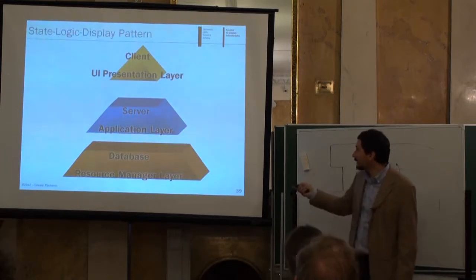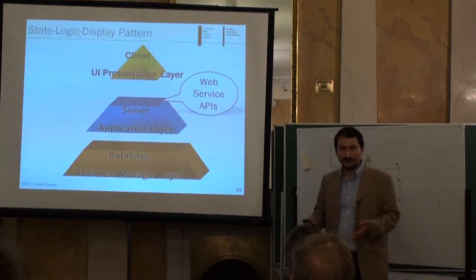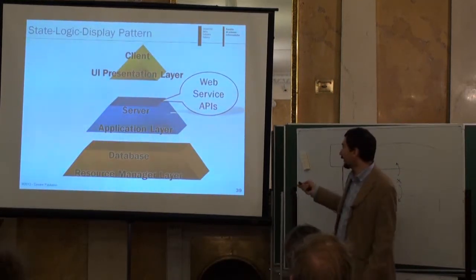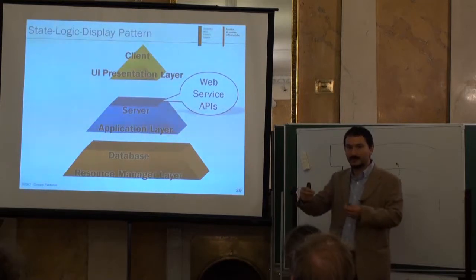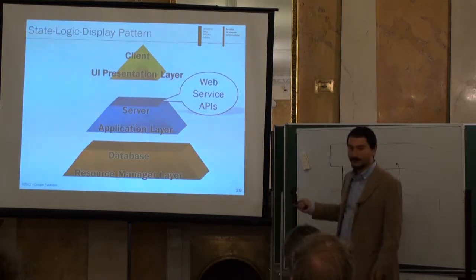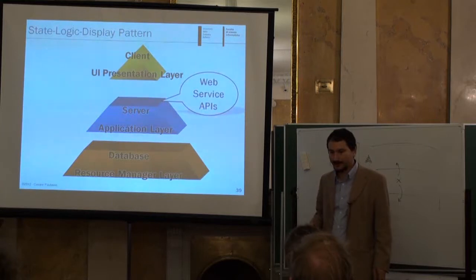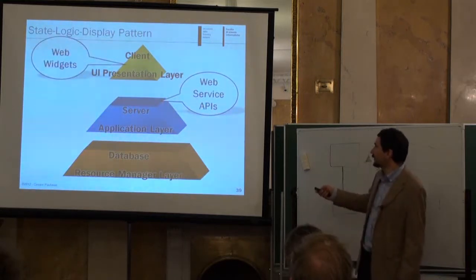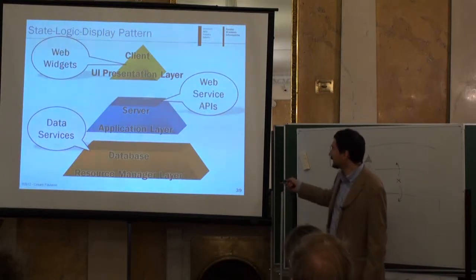Once you cut the system like this, you also build a system that by default, automatically, comes with a service API. Because the separation between the client, the UI, the way that you interact with the system, and the server is exactly what is defined as the service API of the system. There are also other standards used here, like web widgets, but that's not so important. This is the concept here.